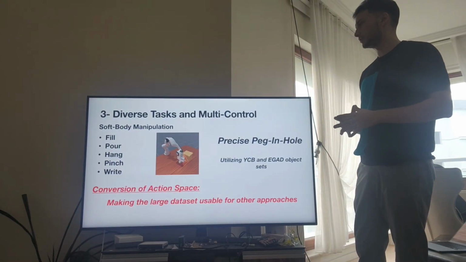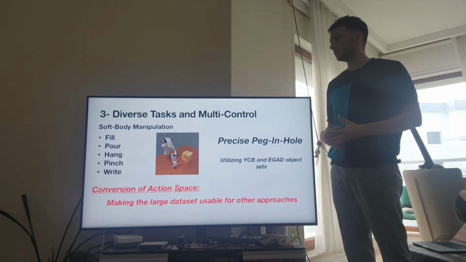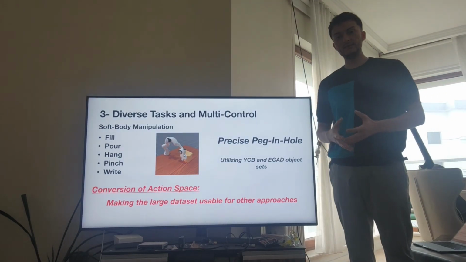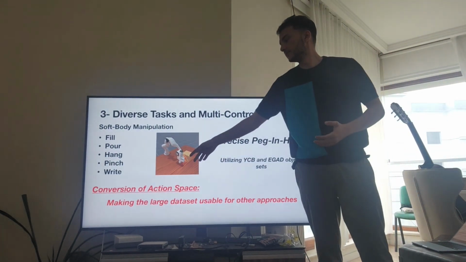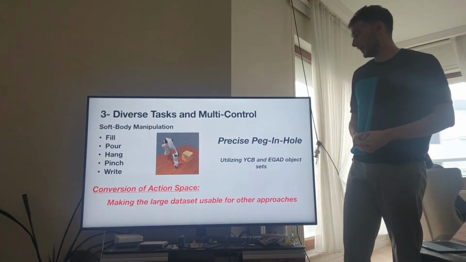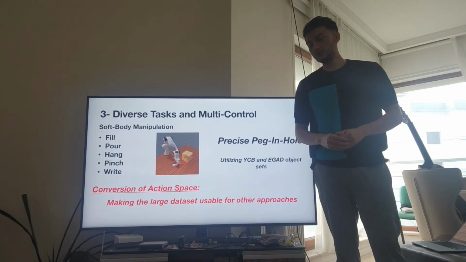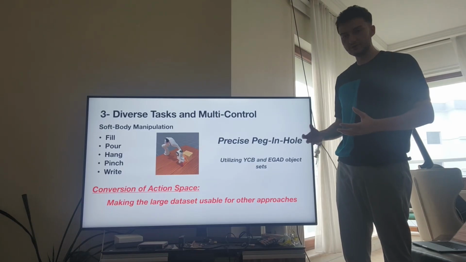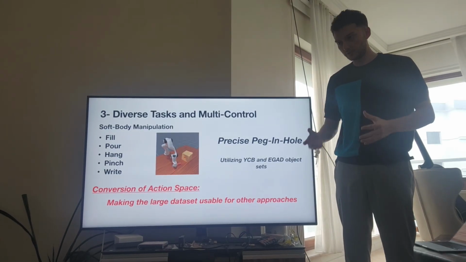So for the third key feature, diverse tasks and multi-control. It gives us diverse tasks with multi-control, including soft body manipulation: fill, pour, hang, pinch, and write, which are not done in other benchmarks. And it gives us a precise peg-in-hole task, as you can see in this video. It precisely pegs into the hole, and it lets us utilize the YCB and EGAD object sets. Another important key feature is the conversion of action space. This makes large datasets useful for other approaches. So if we handle a generalizable action space, we can use it with other large datasets to be useful for other approaches, such as tasks and other things.